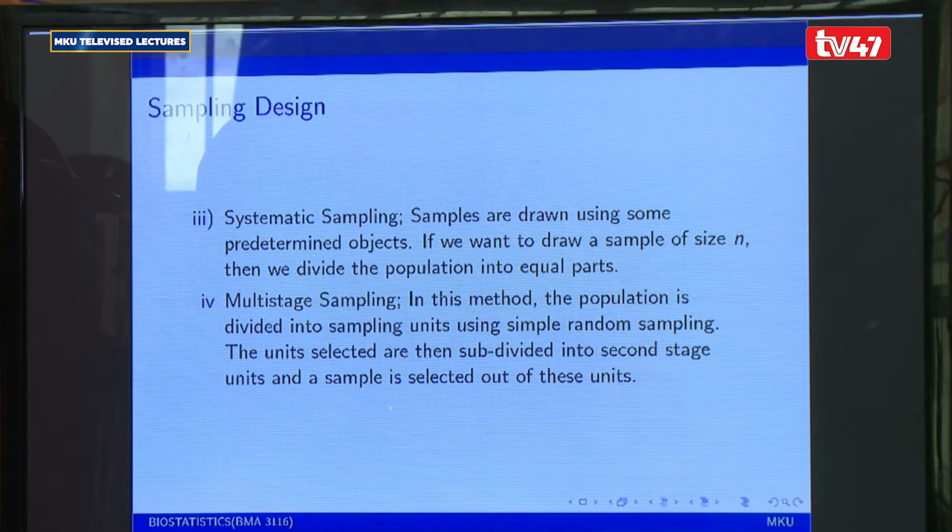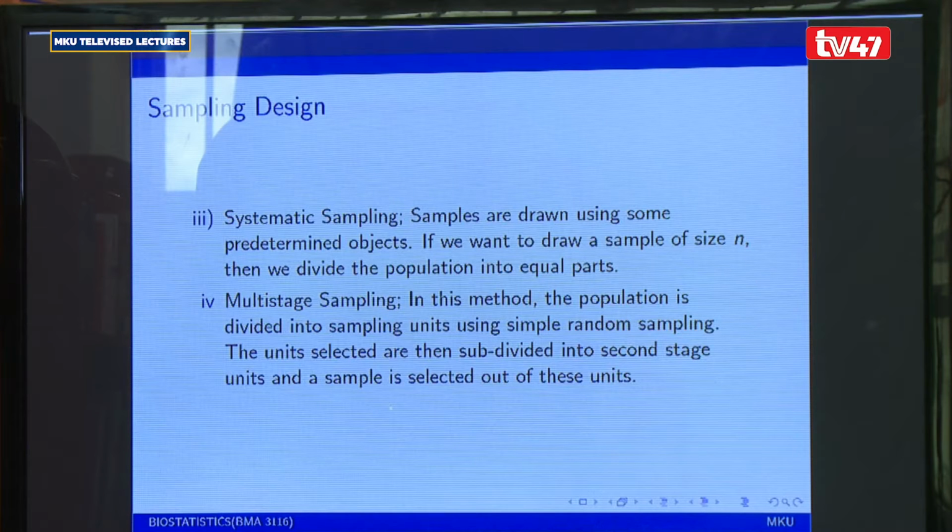So if we want to draw a sample of size n, then we divide the population into n equal parts, and then pick a part from each. So the discretion is at the researcher's opinion on what predetermined characteristics in the data they've used to set. Then we have multi-stage sampling.